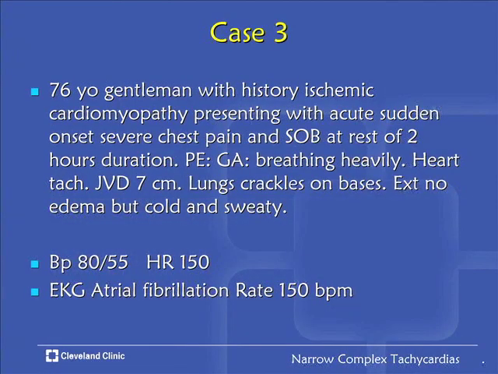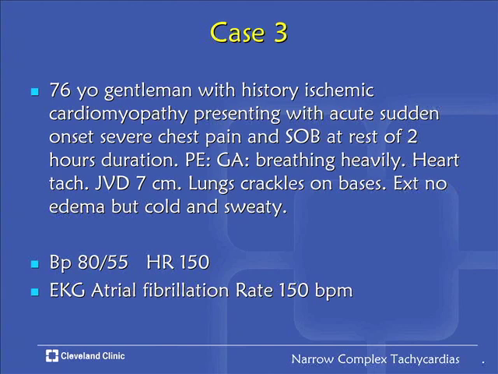I have a 76-year-old gentleman with history of ischemic cardiomyopathy, presents with acute sudden onset of severe chest pain and shortness of breath at rest for 2 hours duration. In general, you look at this guy and he's breathing heavily. Heart rate is rapid. He has a little bit of JVD. Lungs have crackles at the bases. Extremities, there's no edema, but they're cold and sweaty. Blood pressure is 80 over 55.